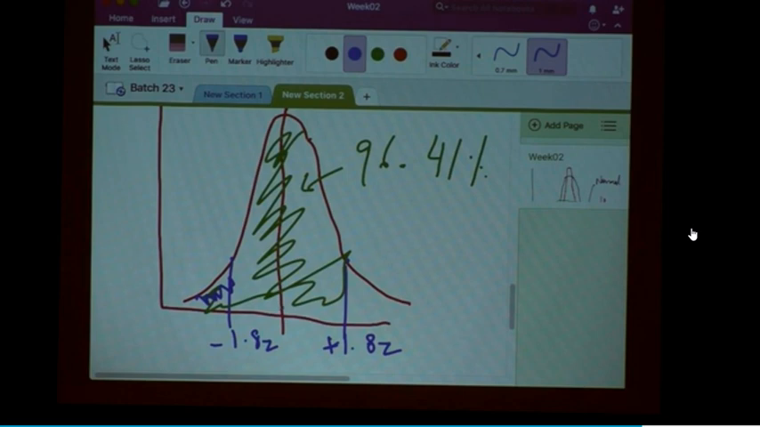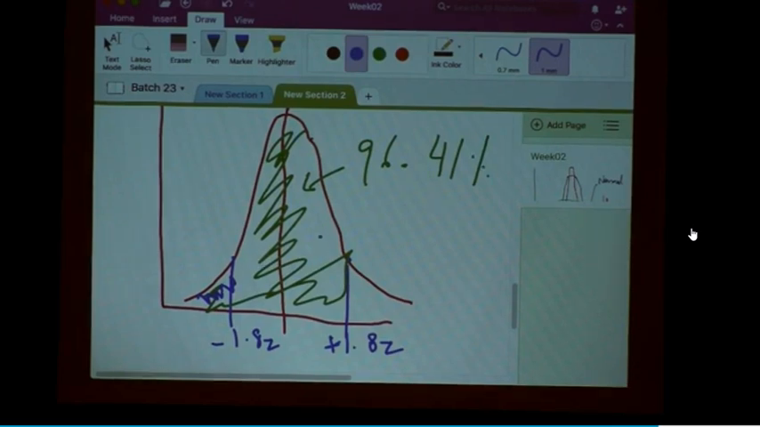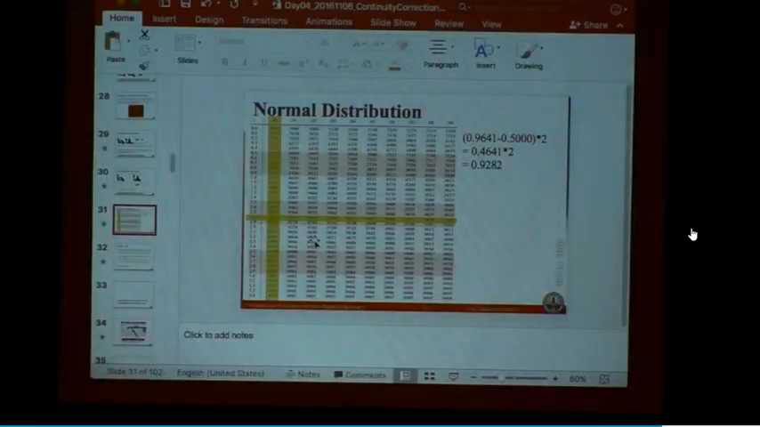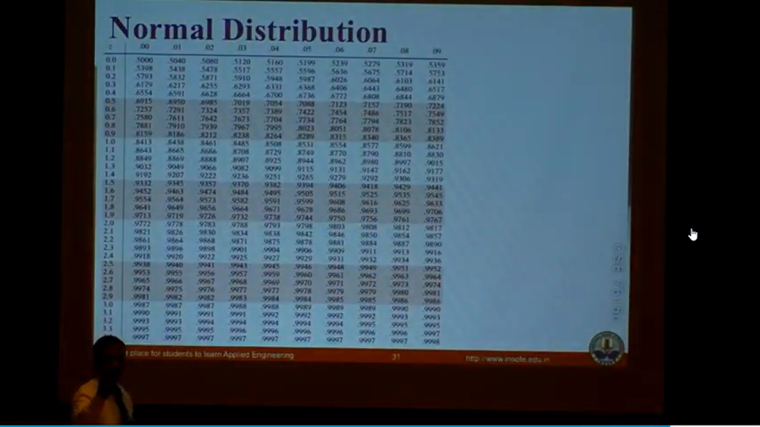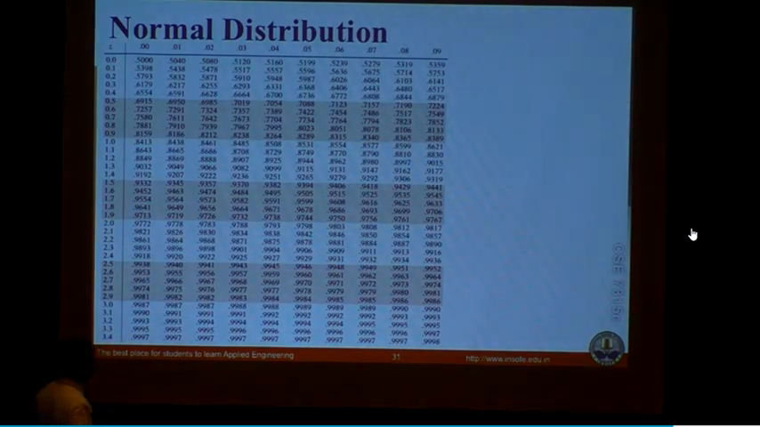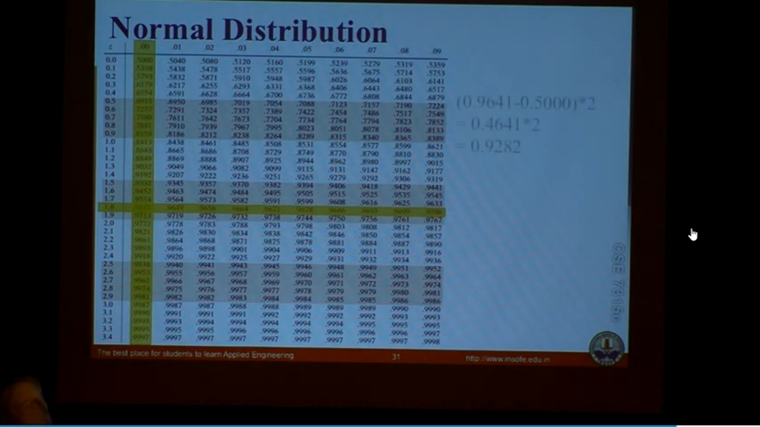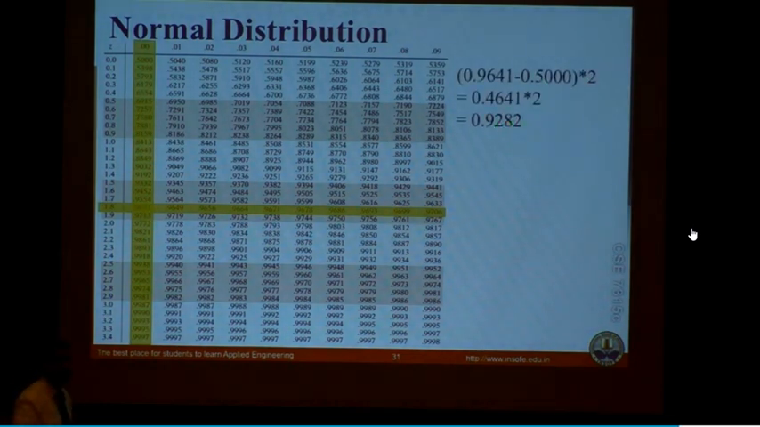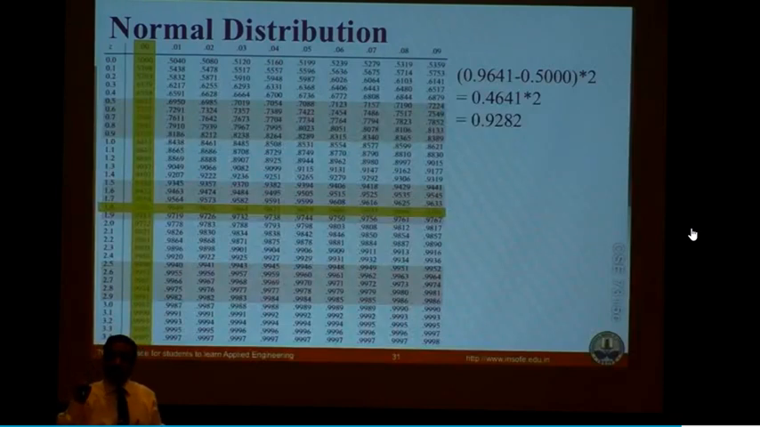I know this is 50% of the area to the left of 0. So 96.41 minus 50, 46.41. So this is 46.41, so this will also be 46.41, 92.81. Okay. Or else you just look up minus 1.8 as well. Or the pnorm. pnorm corresponding to 1.8, pnorm corresponding to minus 1.8. And you get the answer as 92.82%. This is the power.